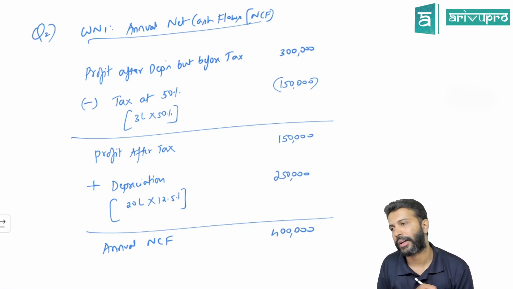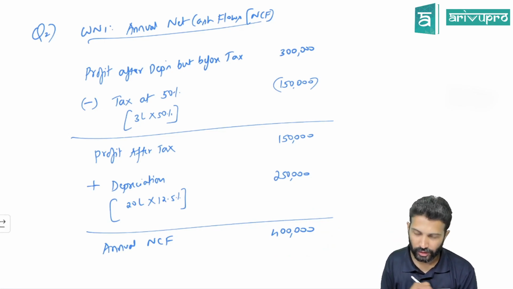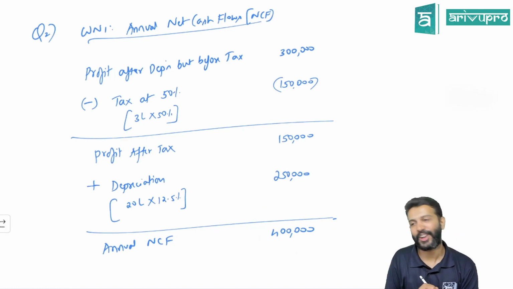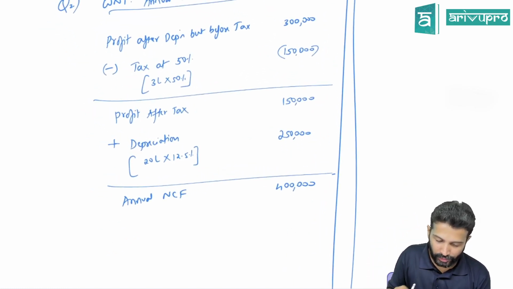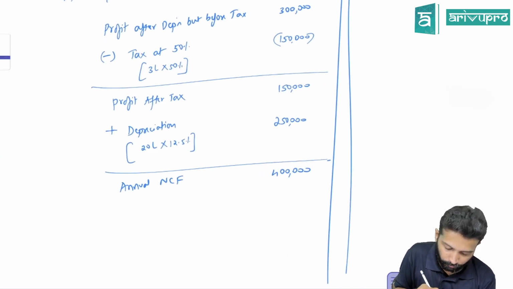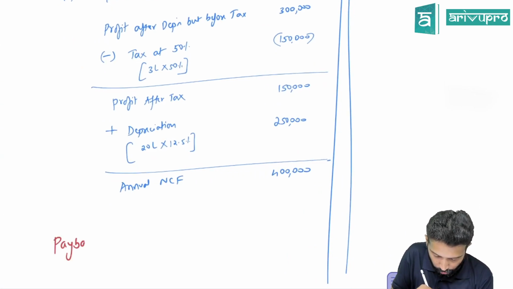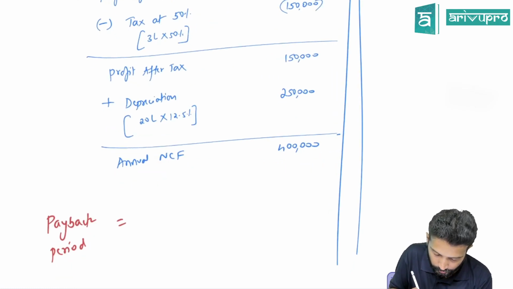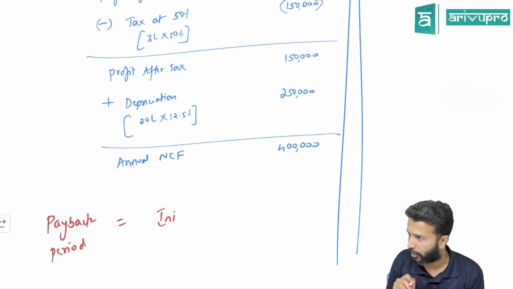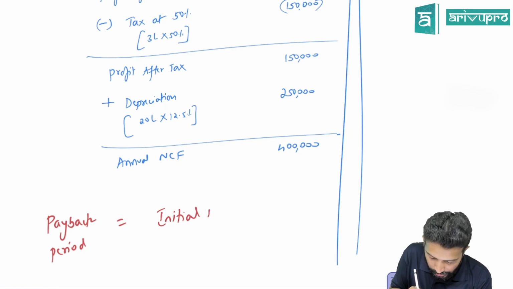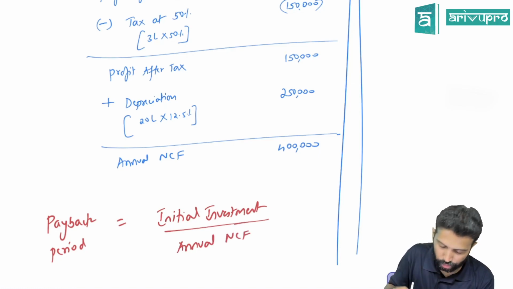Constant or changing? Annual net cash flow is constant. So every year you are recovering 4 lakh. Now can we find out the payback period? Okay, so now it's time to find out that payback period. Payback period is simply given by the formula. First, since annual net cash flow is constant, we can use the formula approach. Okay, so initial investment divided by annual net cash flows.